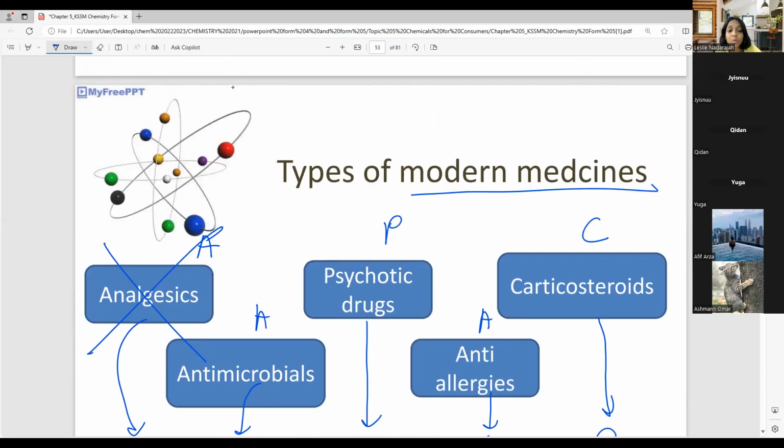Antimicrobial divided into AAD. What is A? Antibiotic. Very good. Okay, Yuga cannot answer. Anyone else? Very good. Antibiotic, antiseptic, disinfectant, AAD. Very good.